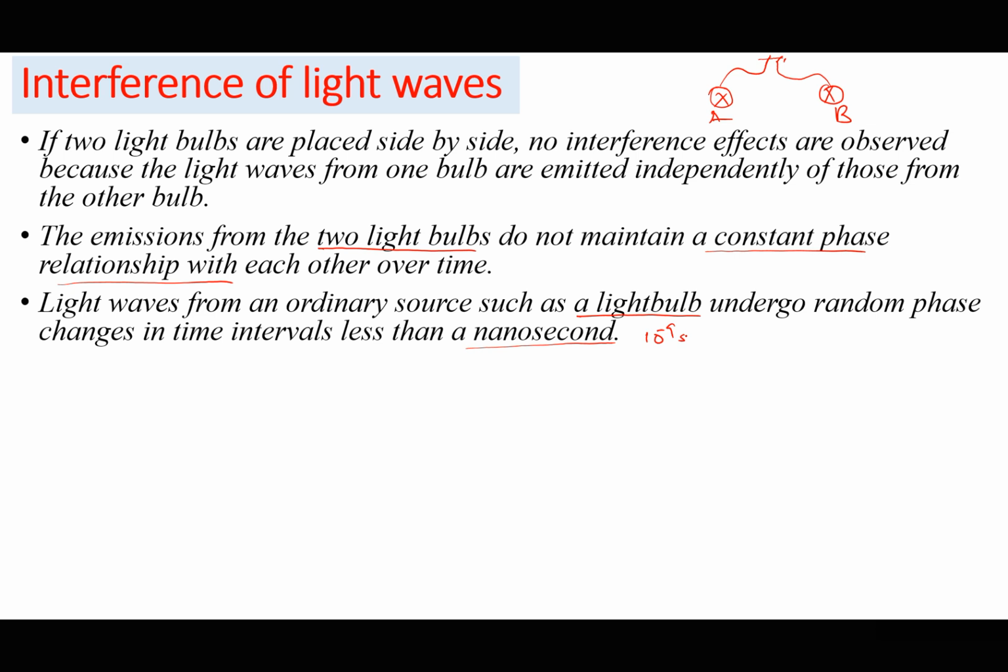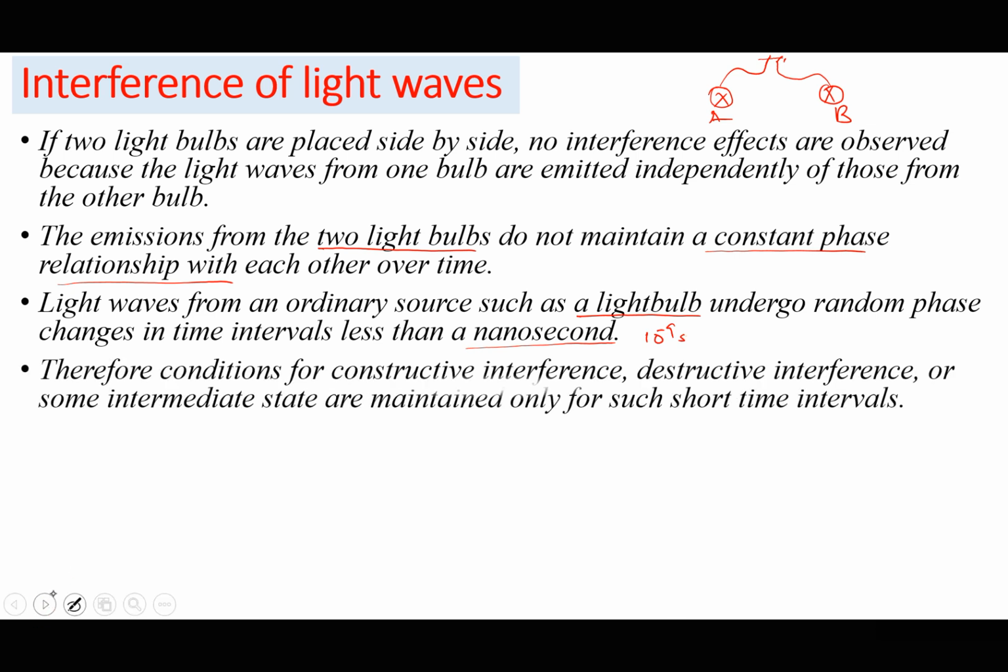So our eyes cannot detect when the phase was constant and when the phase started changing, because the phase changes randomly in a very short period of time. So light waves from an ordinary source of light, such as a light bulb, undergo random phase changes in time intervals less than a nanosecond. Therefore, conditions for constructive interference or destructive interference, or even some intermediate state, are maintained only for a very short period of time, about 10 to the power of minus 9 seconds.